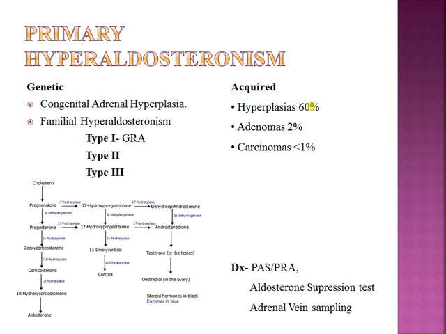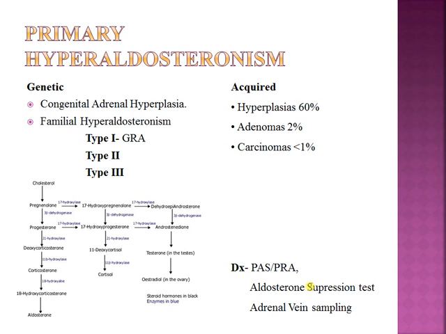Acquired could be hyperplasias 60% of the time, adenomas less commonly, and carcinomas very rarely. When you have suspicion for hyperaldosteronism, you start checking the serum aldosterone level and the plasma renin activity level, and you calculate the ratio, typically greater than 20:1, because in primary hyperaldosteronism the renin is suppressed.